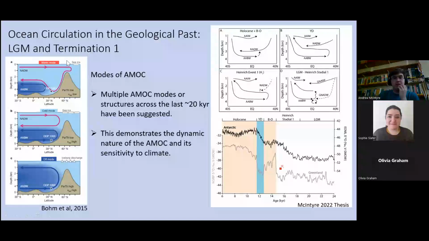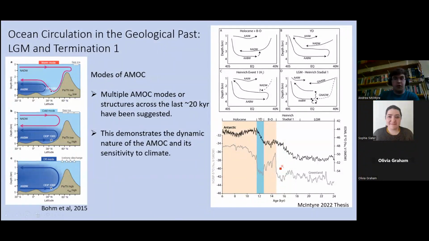So many studies have looked at ocean circulation across the last glacial maximum, or Termination 1. And although this is in sort of the wrong thermodynamic direction, it is important to note that during the last 20,000 years, studies have shown that AMOC has had various different modes.